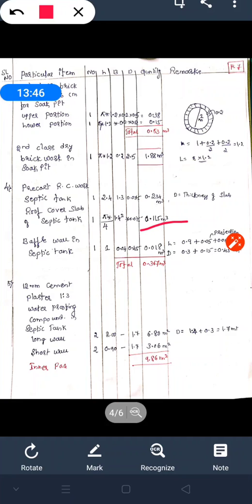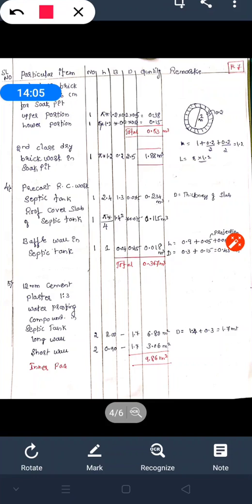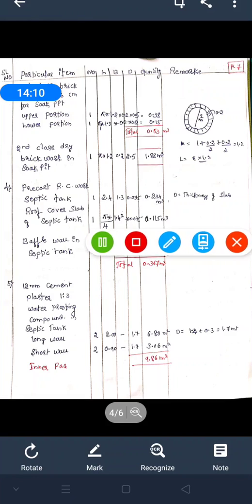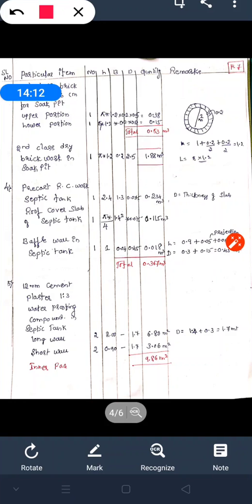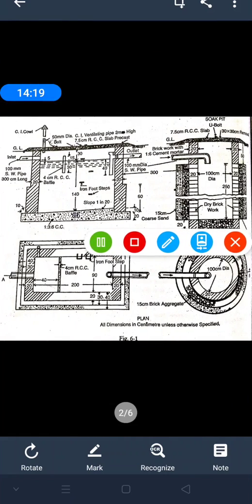And next we have the baffle wall in the septic tank here. In that baffle wall he has given the length. Okay? So the length is 1 meter, that we calculated here. How did we get this 1 meter? Here is the length, 1 meter. Here you can see in the drawing we got 1 meter.